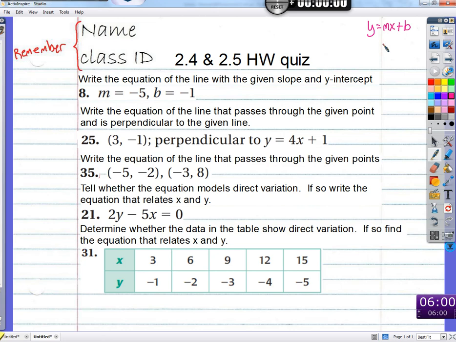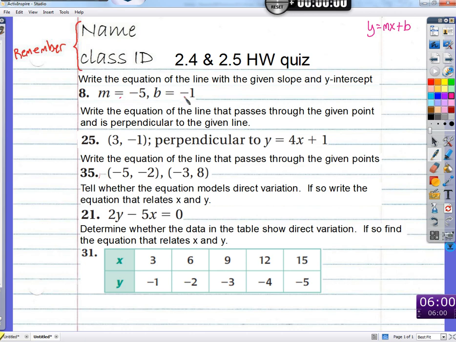So we like to write it like this. What kind of form is this called? Slope intercept is what it is, okay? What is this? Slope and what? Y intercept. You're going to know it. You're going to have it here, right? Okay, so we have the slope and we have the y intercept.